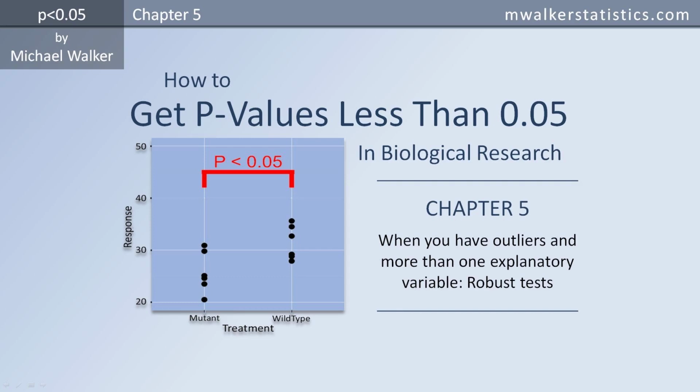How to get p-values less than 0.05 in biological research. Chapter 5. Outliers and more than one explanatory variable. Robust tests.